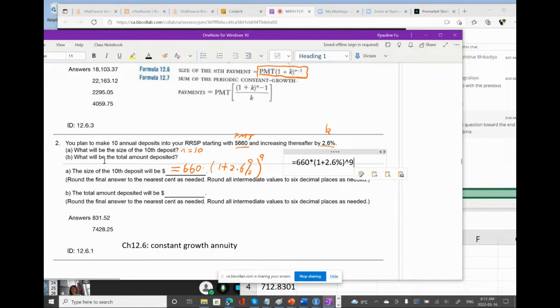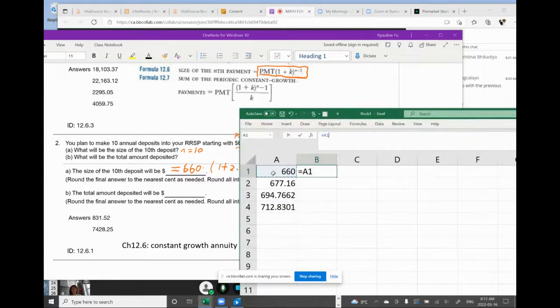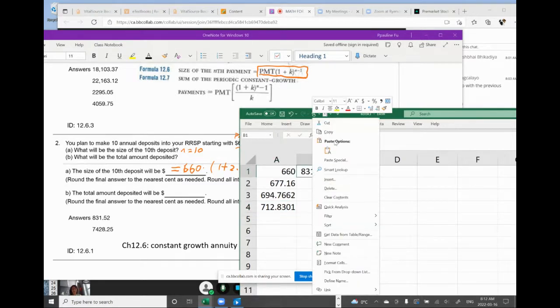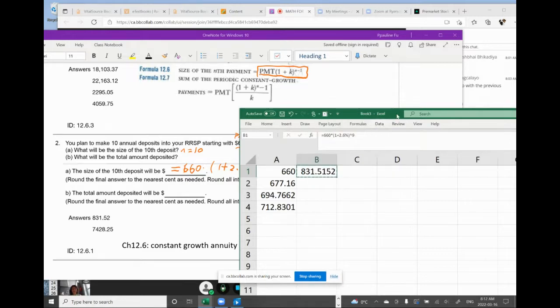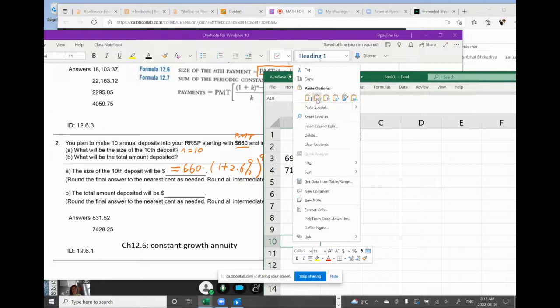And question B, what will be the total amount deposited? So for total amount deposited, this is the first year, second year, third year, fourth year, and until the 10th year, you got this number. Okay, I'm going to copy this number here. So this is the 10th payment.